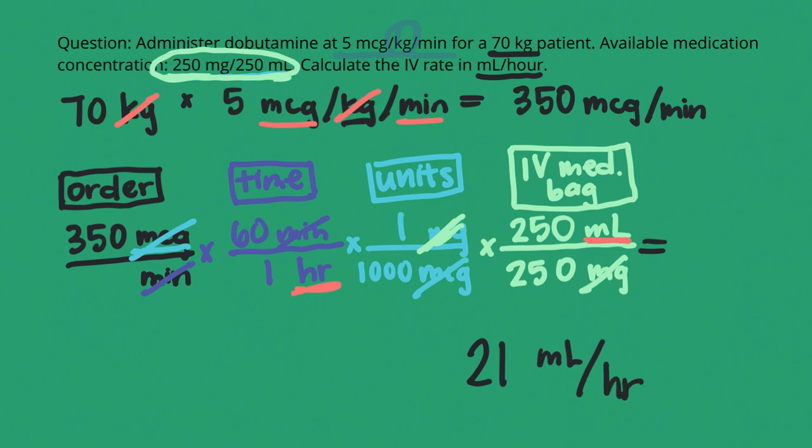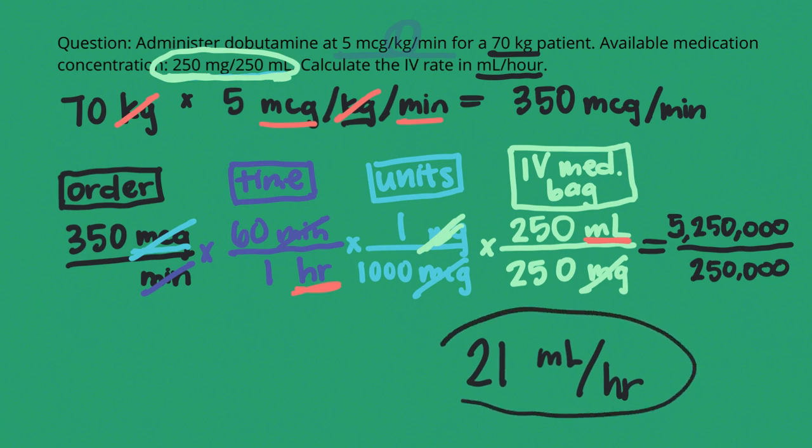But I'll write up that numerator just for you guys that want to see it written out. The 350 times 60 times 1 times 250 is that 5 million. I might not have enough space, but let's see. 250,000. And there we go. And then the bottom is going to be equal to that 1,000 times 1 times 250, which gives us the 250,000. And when you do that, it simplifies to 21, which is labeled as milliliters per hour.